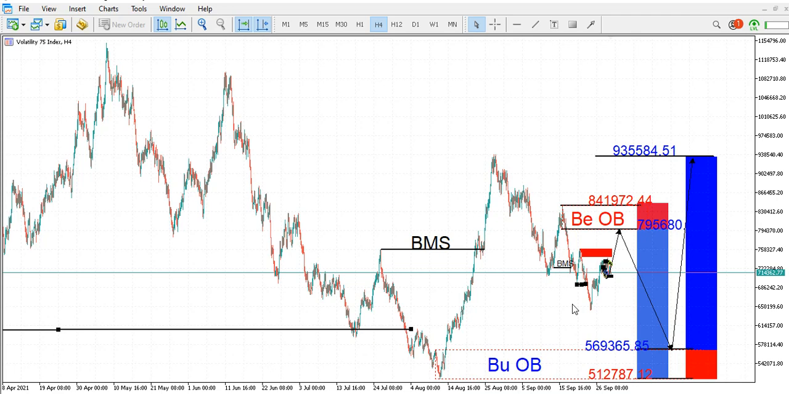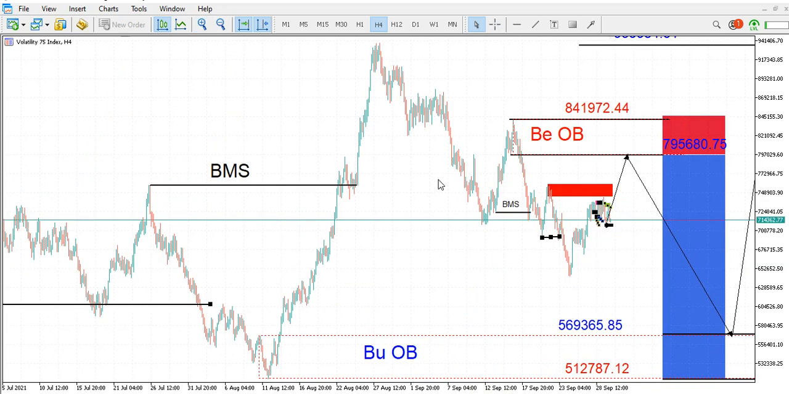We have to focus on the current action, and then this high failed to take out the previous high, and it also hasn't taken out the previous low. Therefore, this is not a failure market structure, this is just a normal high. Okay, we are on H4.